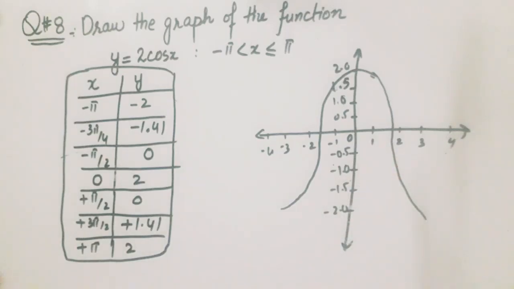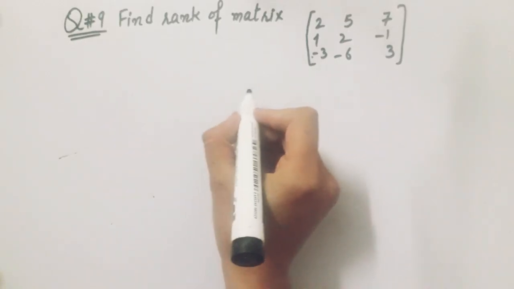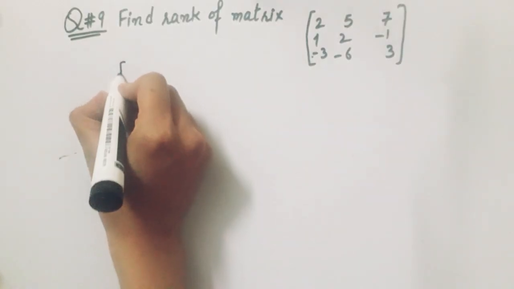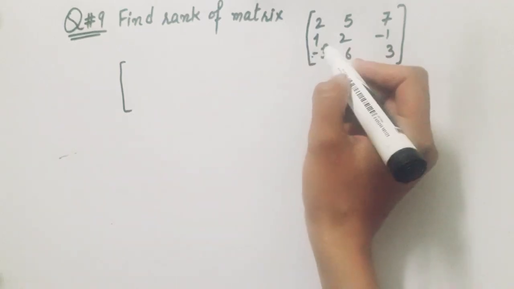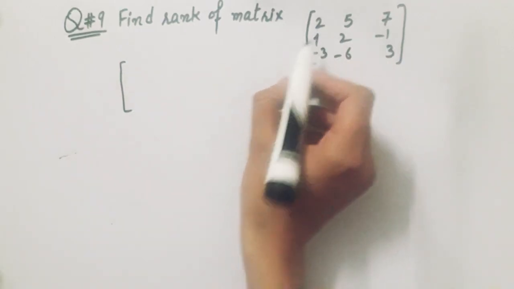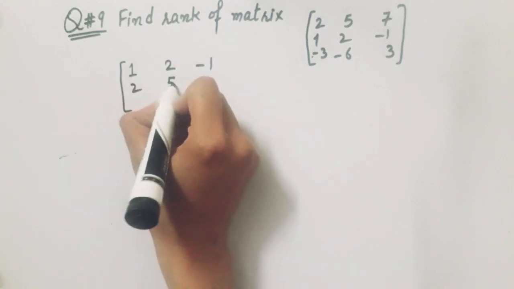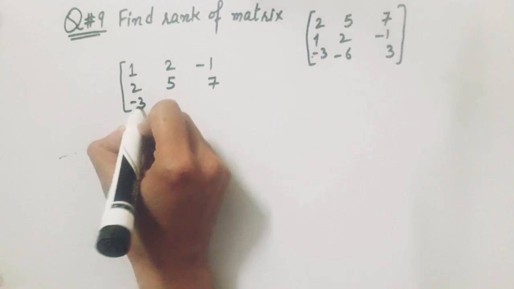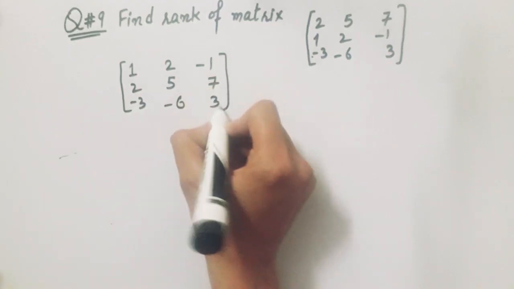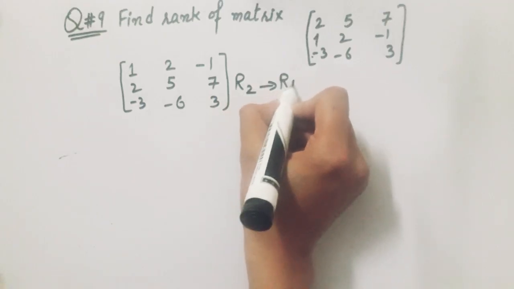Now we will solve question number 9. Question number 9 is find the rank of the matrix. We will find the rank of this matrix. For this purpose, first of all, interchange R1 and R2 such that the leading coefficient is 1. So 1, 2, minus 1, 2, 5, 7, minus 3, minus 6 and 3. You have changed R2 to R1.